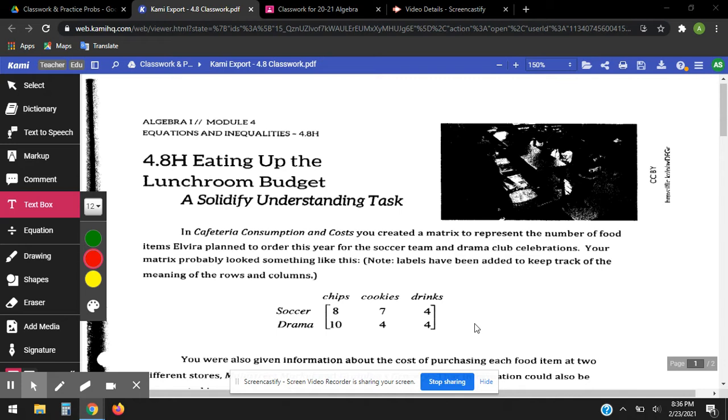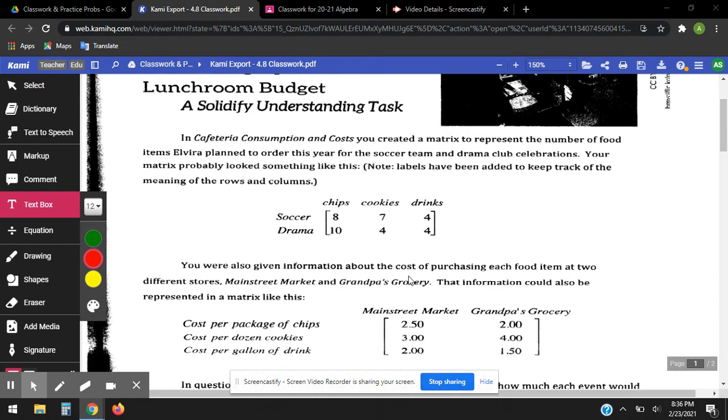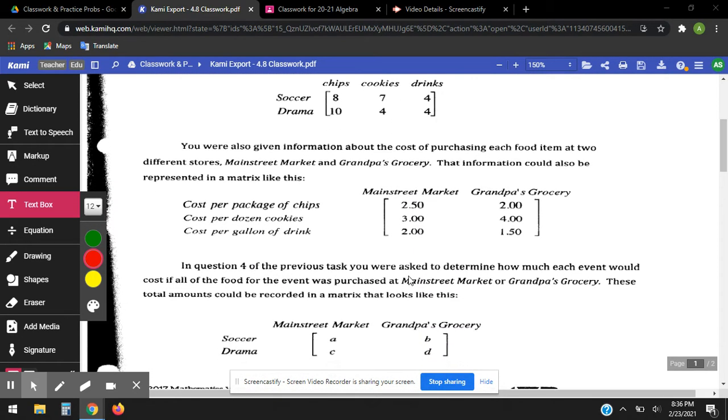So we're continuing on from last lesson where Elvira was creating the matrix to represent the number of foods she planned to order this year for the soccer and drama clubs. Your matrix probably looks something like this. So we put the labels on there so that we can keep track. Soccer was chips, cookies, drinks. Drama, chips, cookies, drinks. We're also given information about the cost of purchasing each food item at two different stores, Mainstream Market and Grandpa's Groceries. So this was the costs. They had it in a chart. We put it as a matrix.